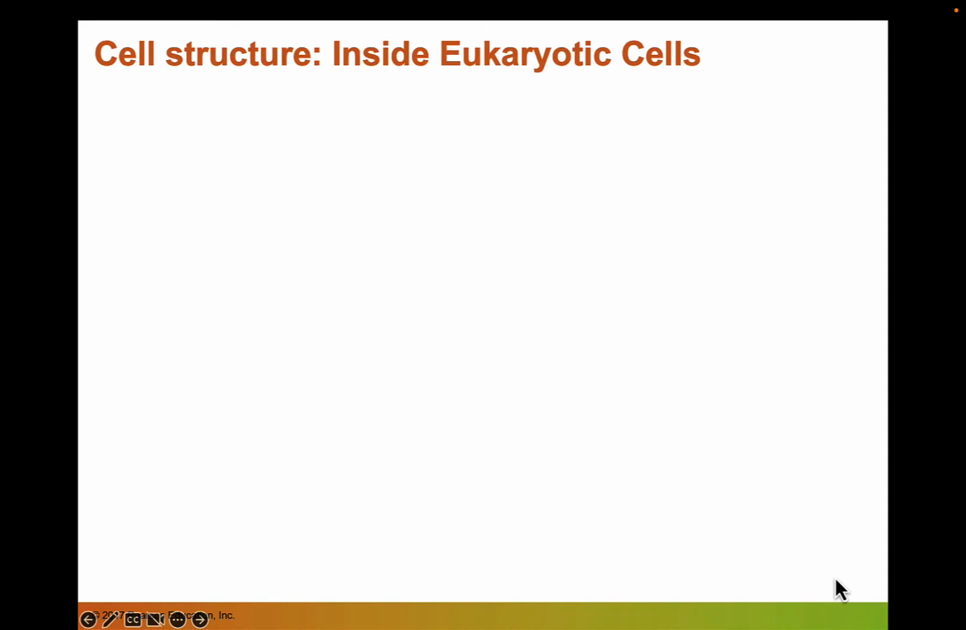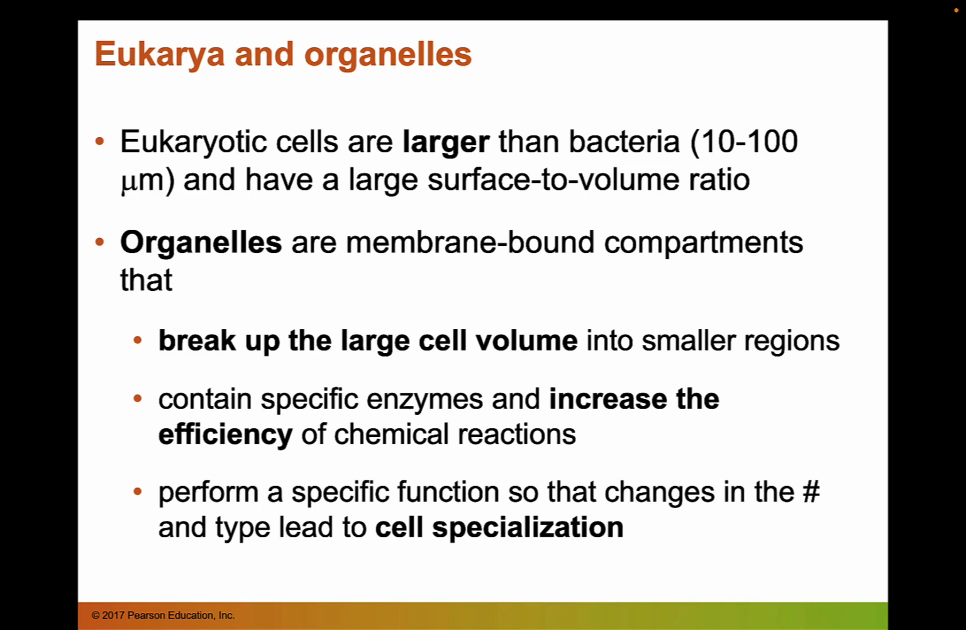So in this video, we're going to be taking a look inside eukaryotic cells. Eukaryotic cells are quite a bit larger than bacteria. Recall from the last video that bacteria are on average smaller than 1 micron, and eukaryotic cells are on average 10 to 100 microns. So these cells are 10 to 100 times larger than their bacterial counterparts. And this means that they have a large surface to volume ratio.